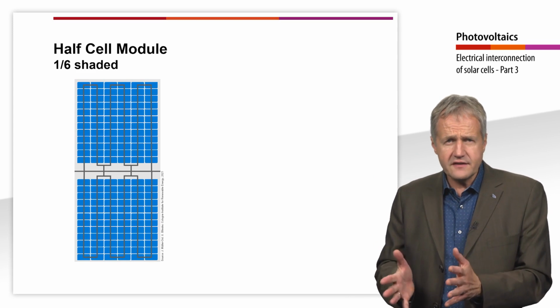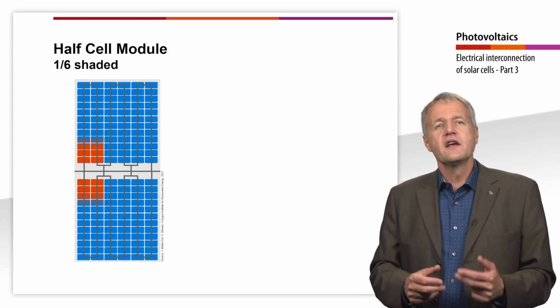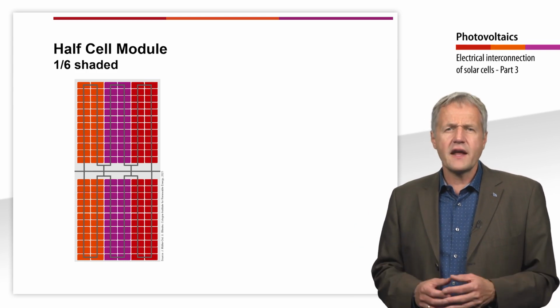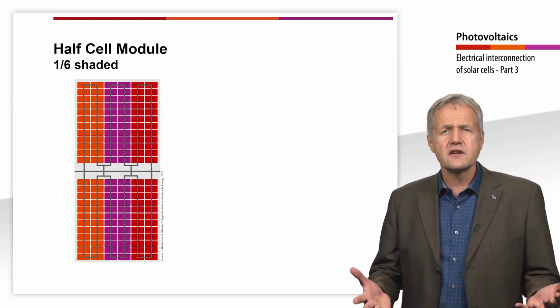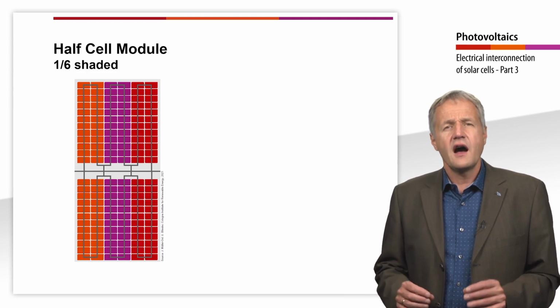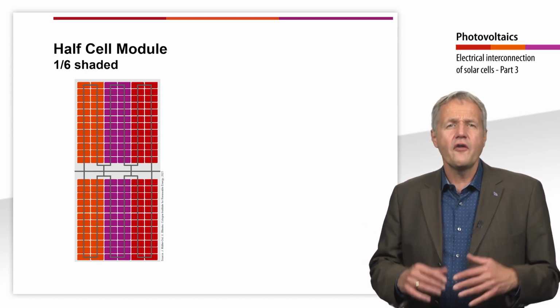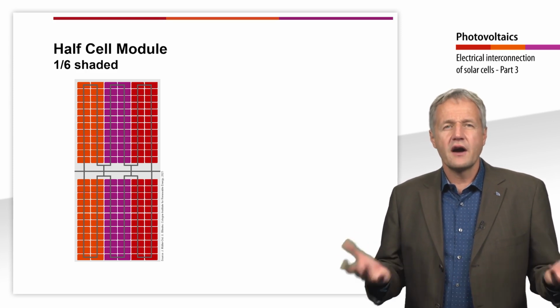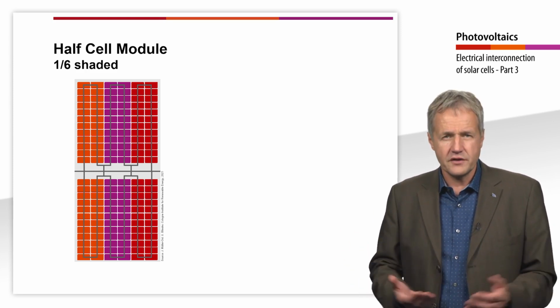Within the 2 strings, the cells are connected in series in 3 strings. This type of connection ensures that the current and voltage of the module are the same as those of a full cell module. This is especially important with regard to the remaining system components.